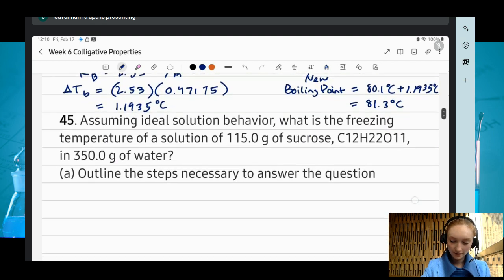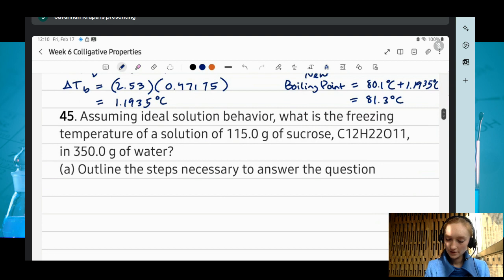This is question 45. It asks, assuming ideal solution behavior, what is the freezing temperature of a solution of 115 grams of sucrose, C12H22O11, and 350 grams of water? Outline the steps necessary to answer the question.